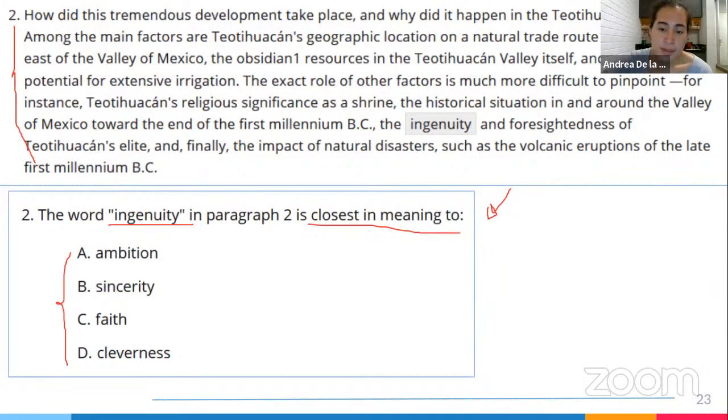Now, what do we do in these cases? First thing, you need to ask yourself, do I know the word? Can I identify a synonym of the word in these options? So can you identify a synonym of the word ingenuity in the options?